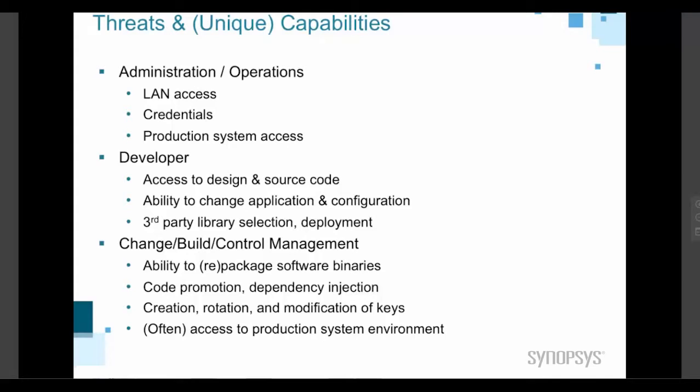And then, of course, at the bottom, we have change and build control management. Those folks are possibly repackaging software binaries. They're handling rotation of keys. They are doing things like attaching dependencies to the application to make it work in the production environment. So they have the unique ability to add additional dependencies, change the keys, something like that. These are the main threats we want to target or think about as we think about a malicious code program.